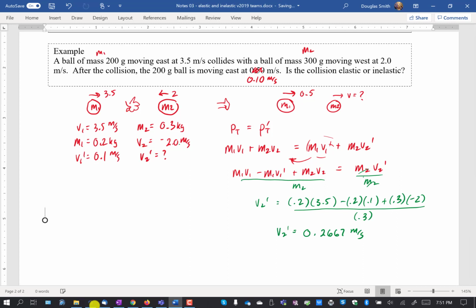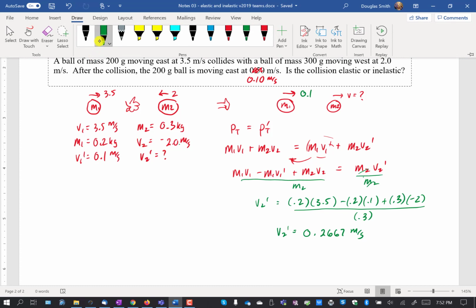So that's good. This one's going east as well. It's slower than that. That doesn't quite make sense. Oh no, sorry, this is 0.1. Does that make sense? That's fine. Okay, so we now know this velocity. So now we can check to see if the collision is elastic or inelastic. So let's do that here. Let's use a different color.